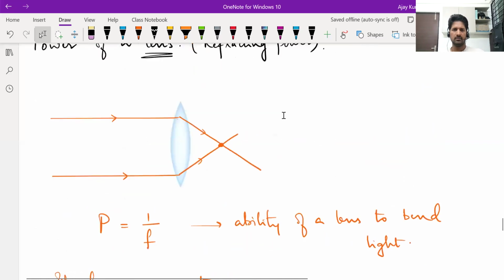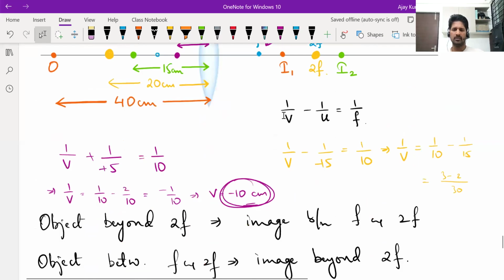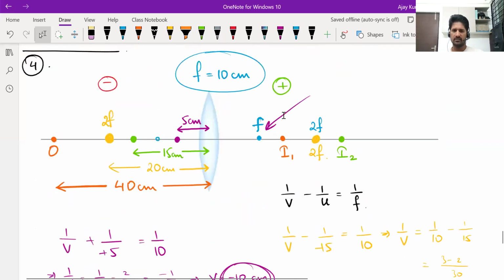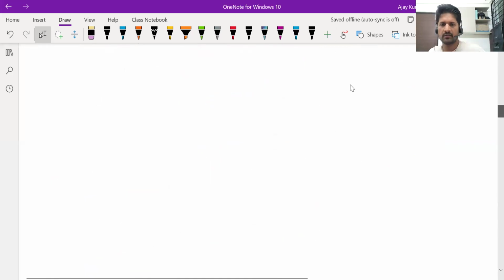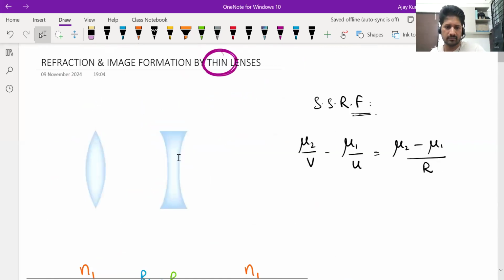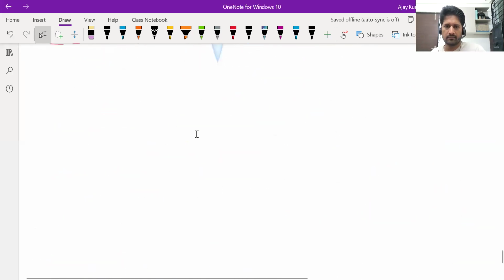Then we talked about power of a lens, inverse of its focal length, and different cases of image formation by a converging lens. Okay, let's talk about diverging also, just one more case. In diverging, there will be only one possibility. Let's finish that. So consider a diverging lens. Just by looking at the lens formula, you can tell what is the only kind of image that it can form.